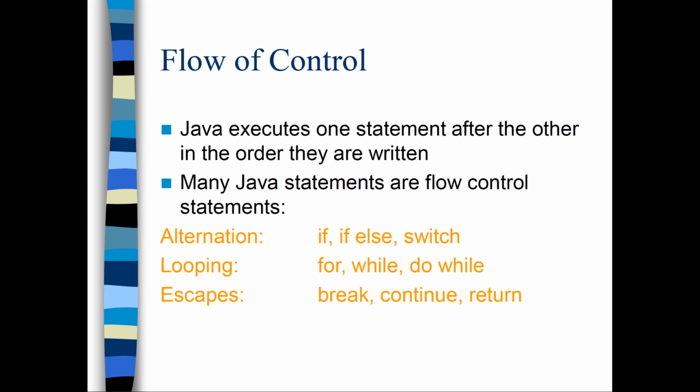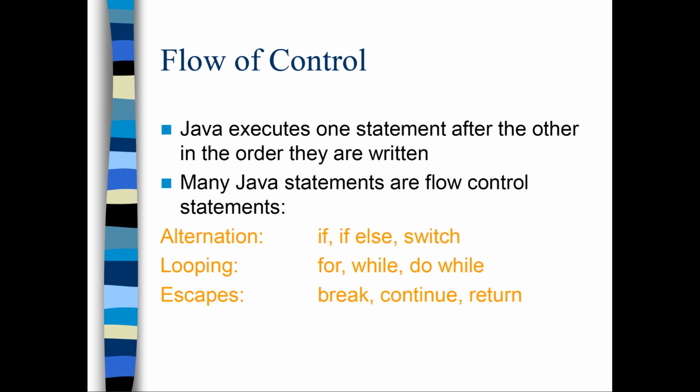So what is the flow of control? Java executes one statement after the other in the order they are written. So Java is interpreted, as we have seen, and the statements are executed line by line, one after another. And many Java statements are flow control statements. For example, we are going to see ahead, those are alternation, looping, and escape sequences. So alternation is nothing but if else, and switch. These are also called branching statements. We are going to see what those branching statements are.